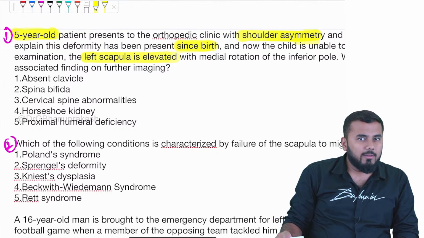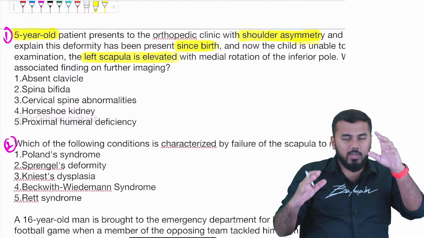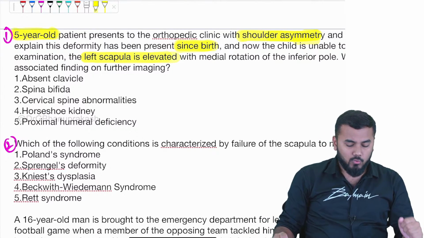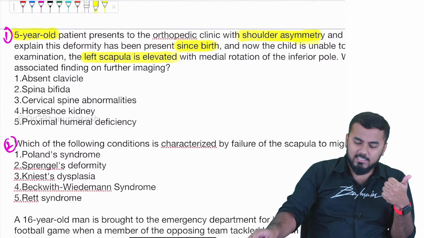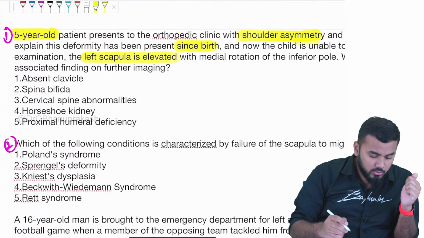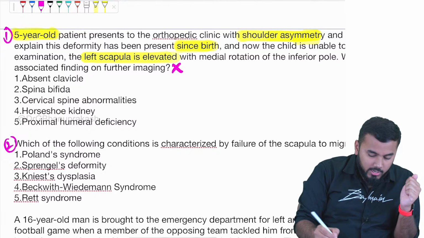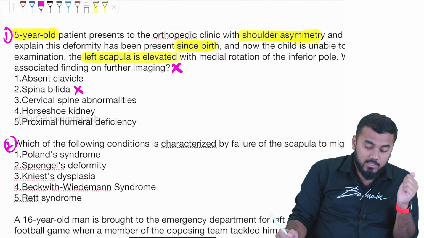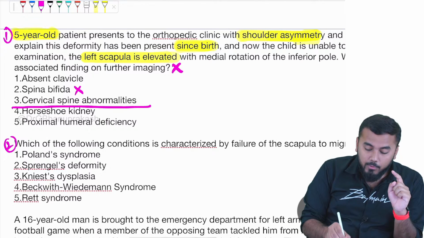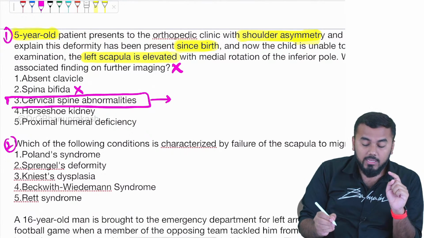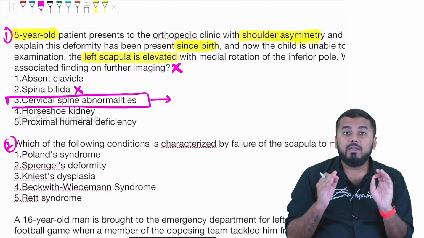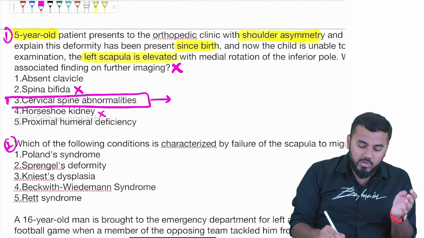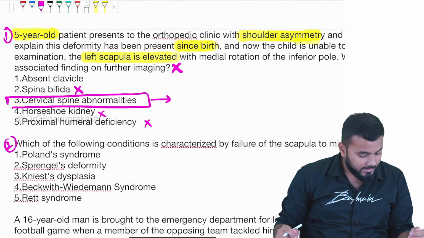So what is he talking about? He is telling from birth there is shoulder asymmetry. One scapula is above, one scapula is below. So what is he telling? Absent clavicle. Is this the answer? I don't think so. Absent clavicle is not an answer. Spina bifida? No. What is the answer? Cervical spine abnormalities. Exactly speaking, he is talking about Sprengel's deformity. Horseshoe kidney? No. Proximal humeral deficiency? No. All these things are not there.